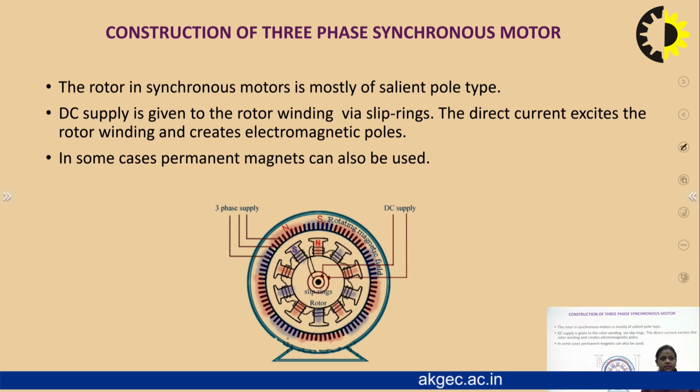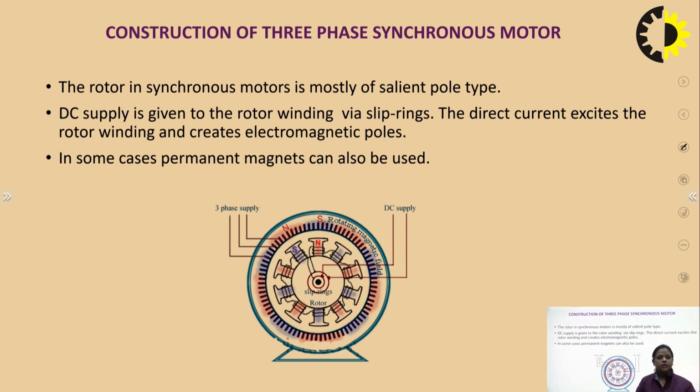DC supply is given to the rotor windings via slip rings, and the direct current excites the rotor winding and creates electromagnetic poles. So when the DC supply is given to this winding, the poles will be created, right? They are electromagnets, and alternate poles will be created. In some cases, a permanent magnet can also be used here in place of electromagnetic poles.